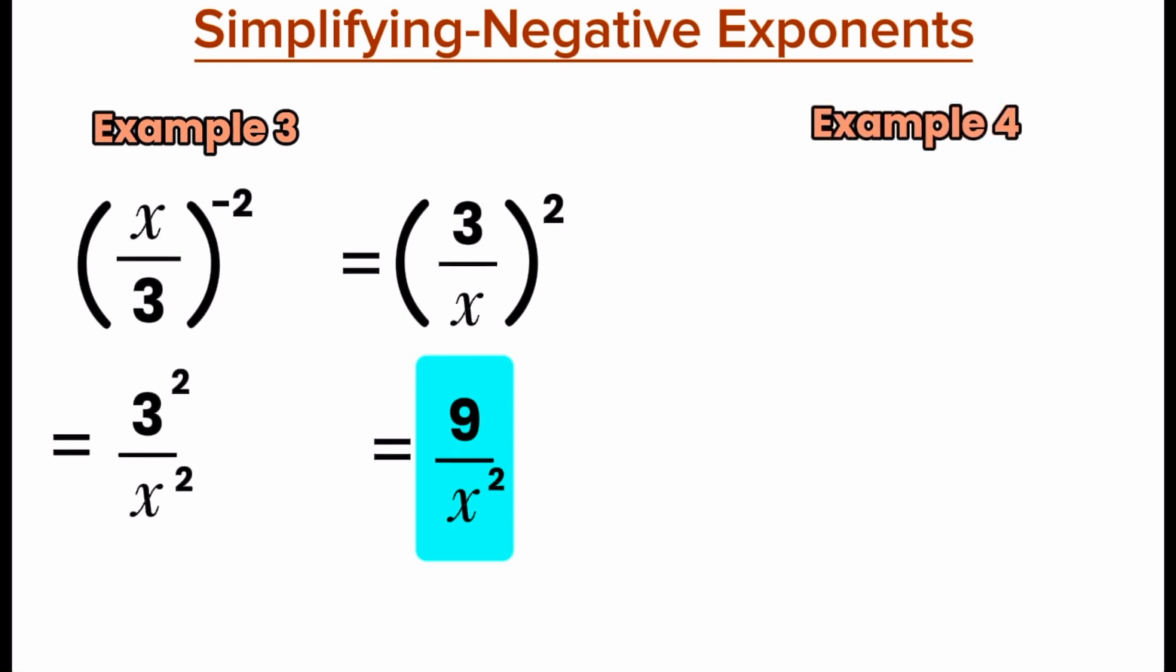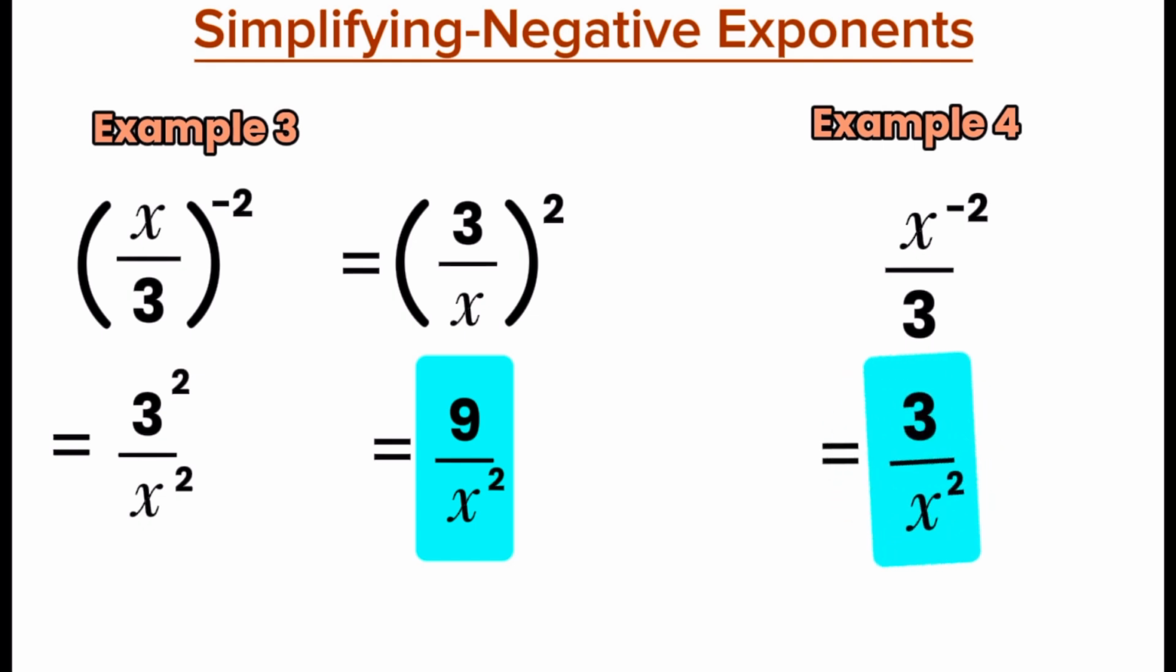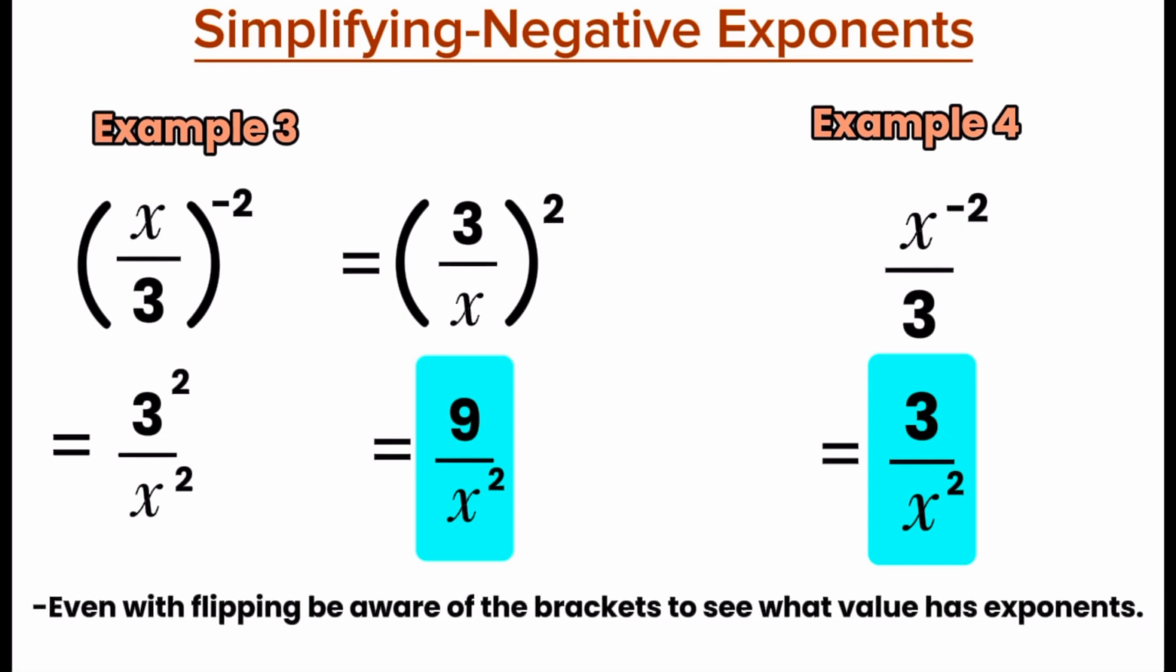Let's look at a similar example. This time, we'll make it x to the power of minus 2 over 3. Again, the same thing is done with getting the reciprocal and making the exponent positive. The expression now becomes 3 over x squared. And that's the final answer. Nothing more to do. So even if flipping, pay attention to the presence of brackets to determine which values get exponents or not.